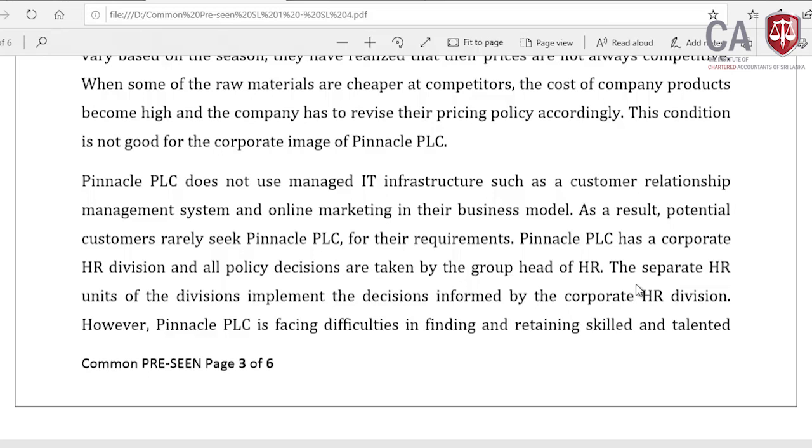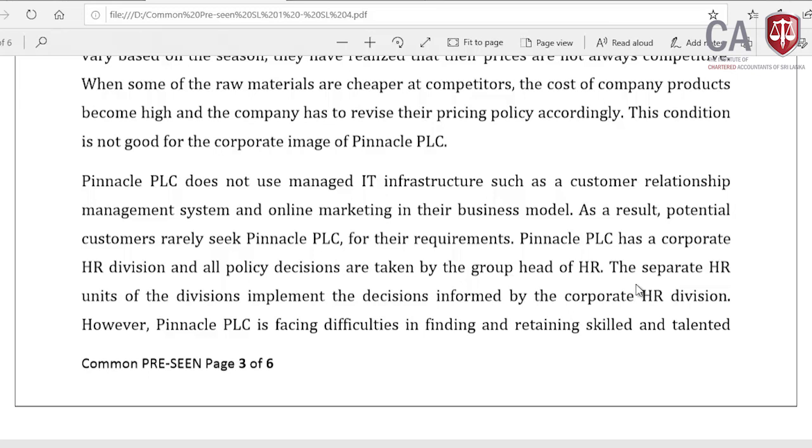Then Pinnacle PLC has a corporate HR division and all policy decisions are taken by the group head of HR. So, they have a corporate HR division, and they take decisions. The separate HR unit of each division implements the decisions informed by the corporate HR division. So, each division has a separate unit, and they implement the decisions taken by the corporate HR division.